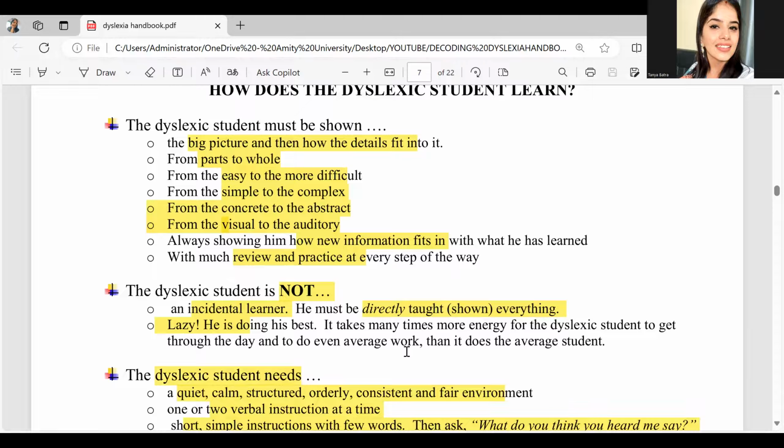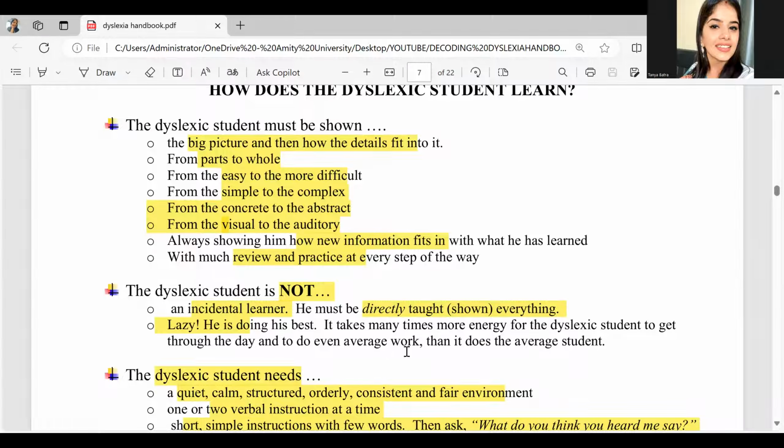The dyslexic student must be shown the big picture and then how the details fit into it. So basically, from simple to complex, showing the big picture and then how the smaller details, the characteristics, fit into that concept. From parts to whole, from easy to more difficult, from simple to complex, from concrete to abstract. Like if you're teaching the concept of addition, initially it can proceed with manipulatives and then move to bigger or larger numbers of addition.